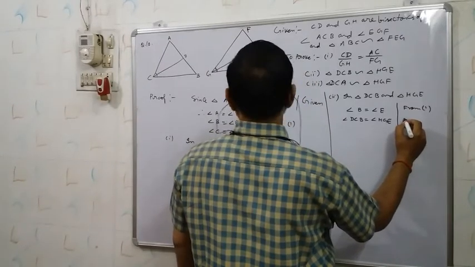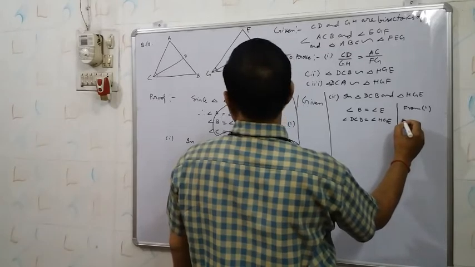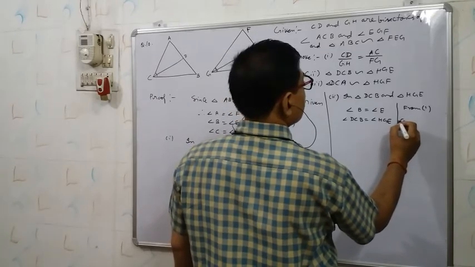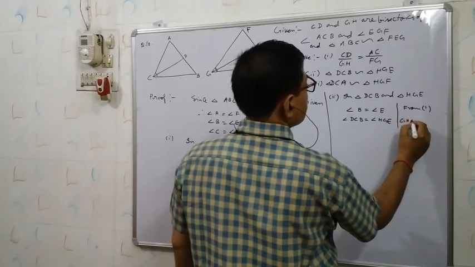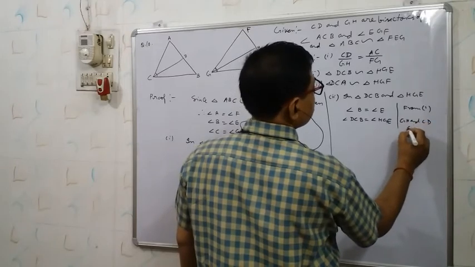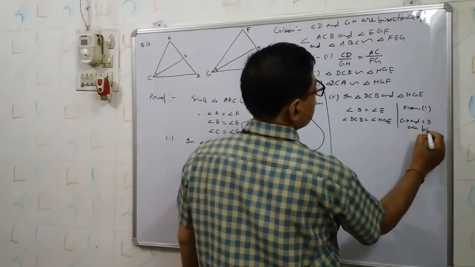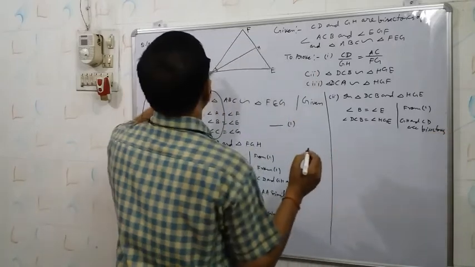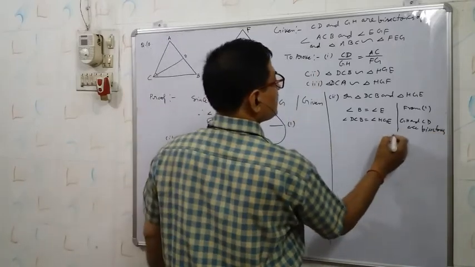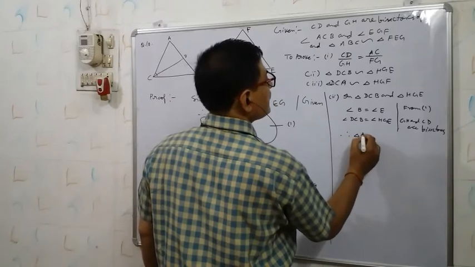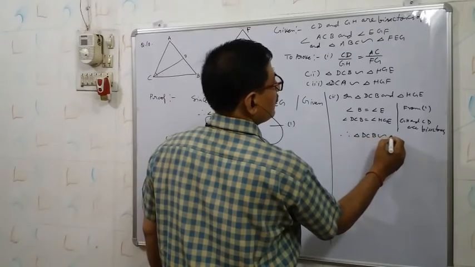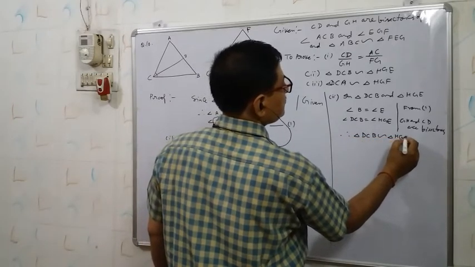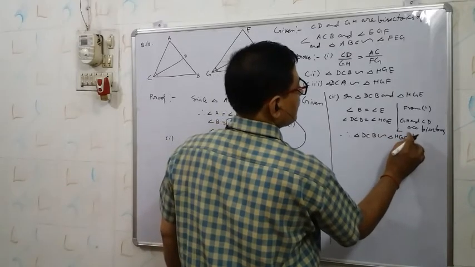Because CD and GH are bisectors, and already it is given that angle C equals angle G from 1, their halves are equal. Therefore we can write triangle DCB is similar to triangle HGE by double A similarity.